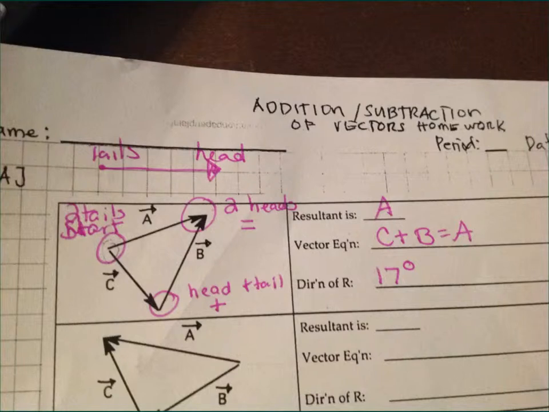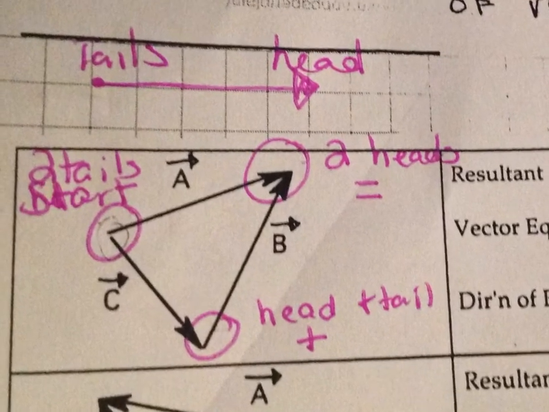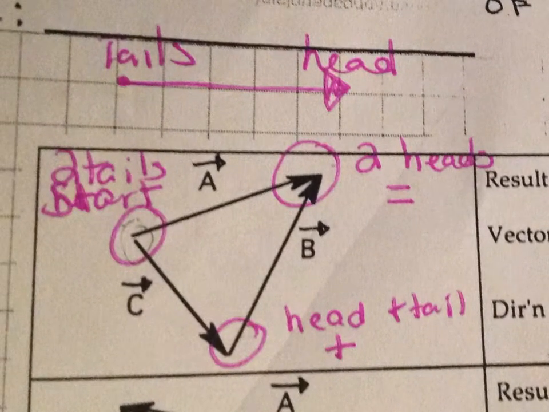The best way to learn how to add vectors graphically is to just jump straight in, both feet first, and practice. So we're going to start by looking at some examples where we have a picture and we have to find the equation based on the picture.